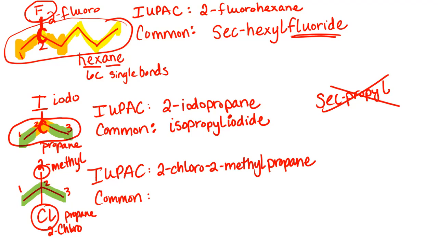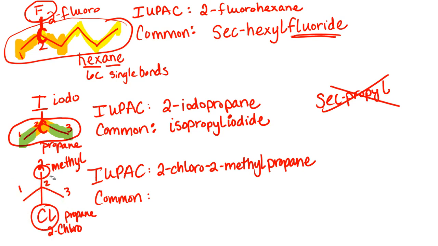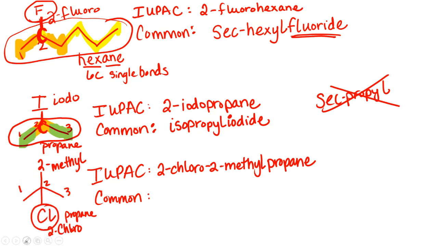Now, what about the common name? Well, I'm going to get rid of this branch because in this circle, it might confuse us when we're trying to tackle common naming. For common naming, we need to look at that alkyl group as a whole. And so we need to say to ourselves, here is our carbon of interest. What's going on for that carbon of interest? Well, it's actually attached to 1, 2, 3 other carbons. So it's not secondary, but it's tertiary. Tert for attached to 3 other carbons.